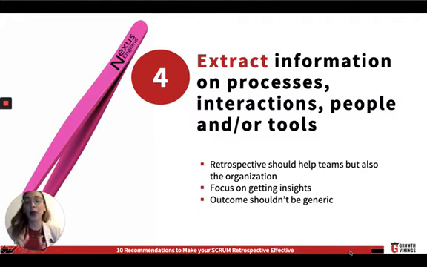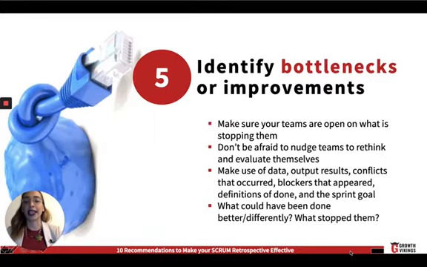And that means that we must help team members to be focused in the generation of insights that can help them and can help the organization. Hence, retrospective should not generate what we call generic outcomes. They should generate insights that help us improve processes, interactions, people, tools in our business and in our team.